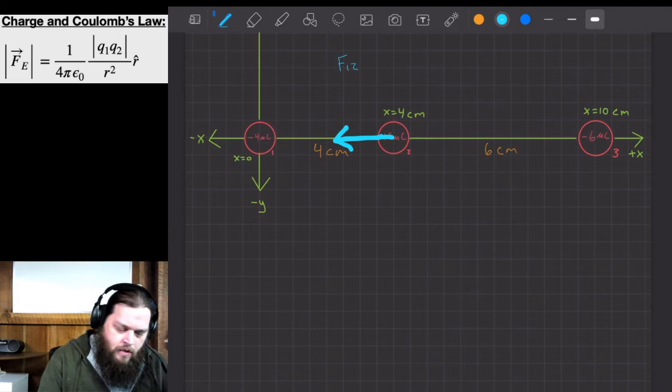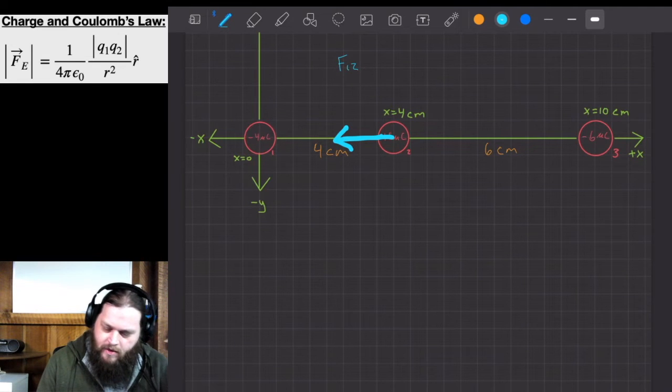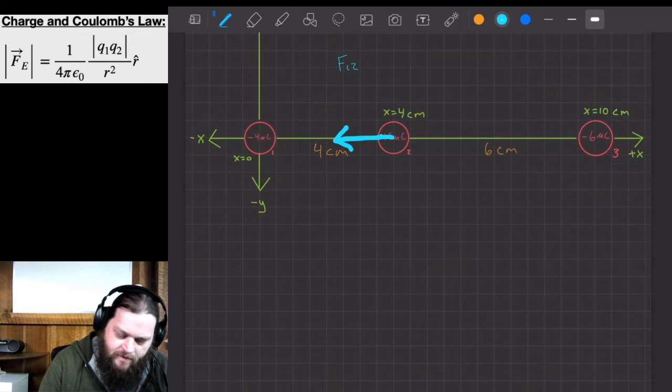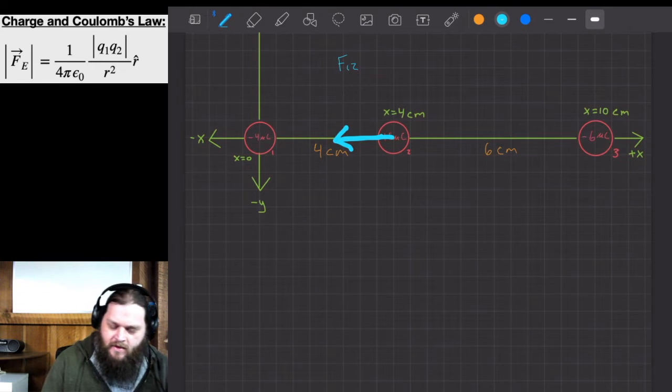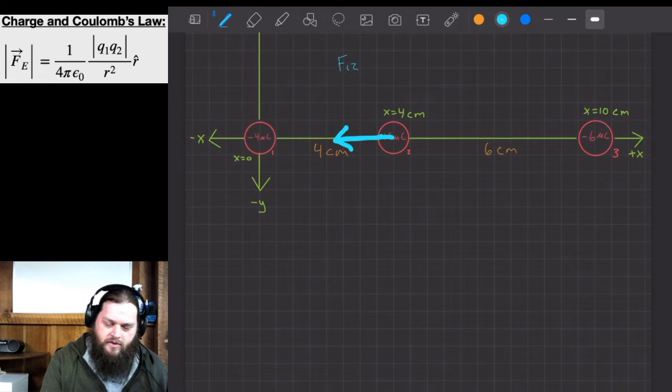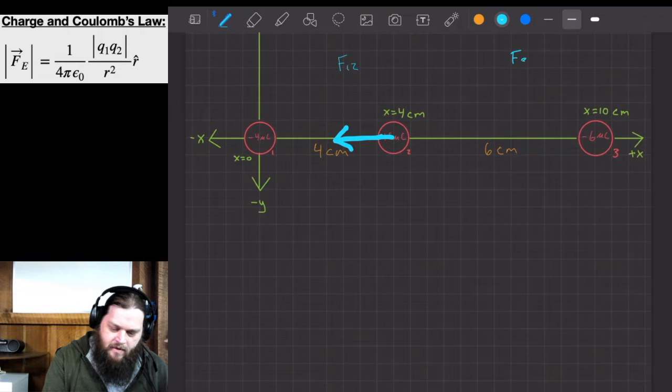Now, in the other case, charge 3 is -6 microcoulombs, so it's negative, and charge 1, I overwrote it, but it's +5 microcoulombs. So that's also going to be an attractive force. Now the question is, relative to the force 1 on 2, is that going to be greater than or less than that?